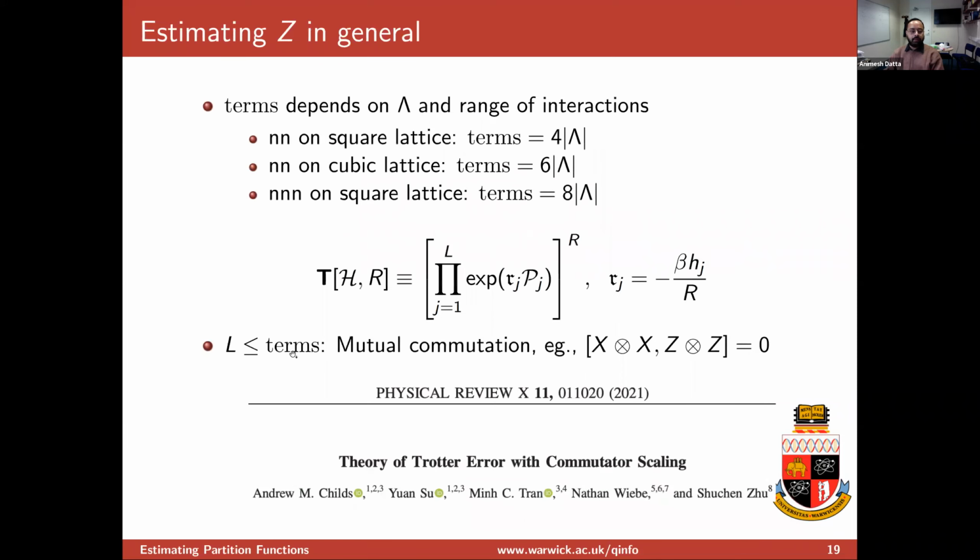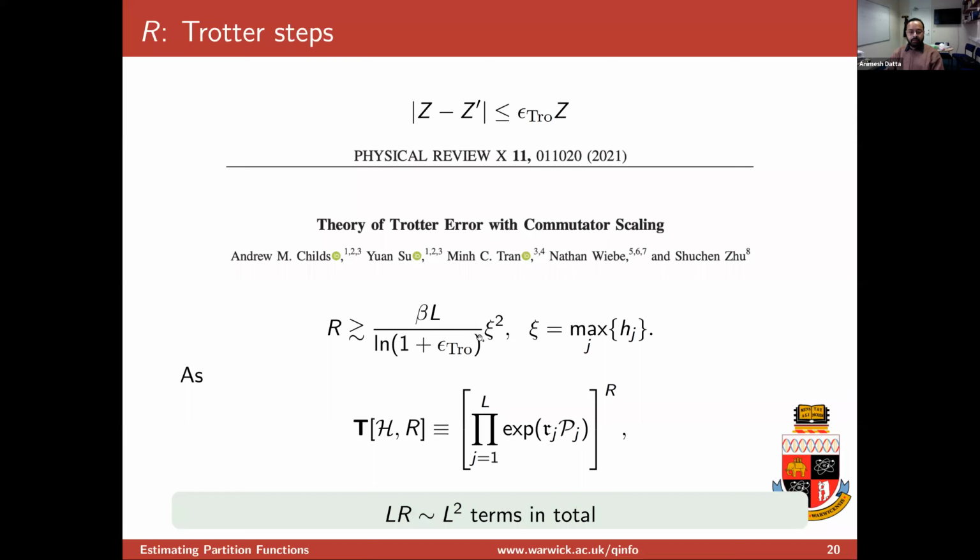So let me remind you again, the number of terms L will, in the worst case, scale with the size of the system. In total, the xi squared is just some energy scale from the Hamiltonian. If you look at this entire Trotter expansion, or approximation rather, you see there are L times R terms in the whole expansion, because each one has L and then I repeat it R times. So LR, from here, you see has order L squared terms. It also depends on the temperature and so on and so forth. Obviously, the smaller the temperature, the larger beta and more terms you need, and all these are expected.